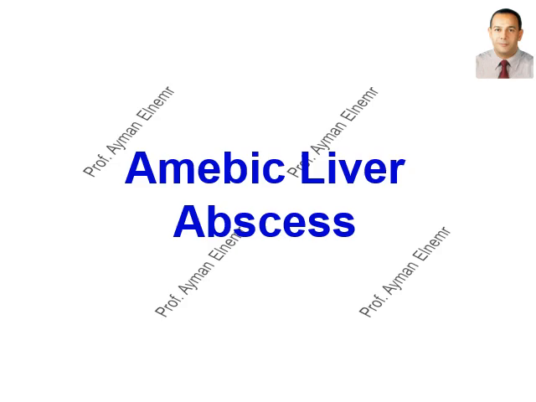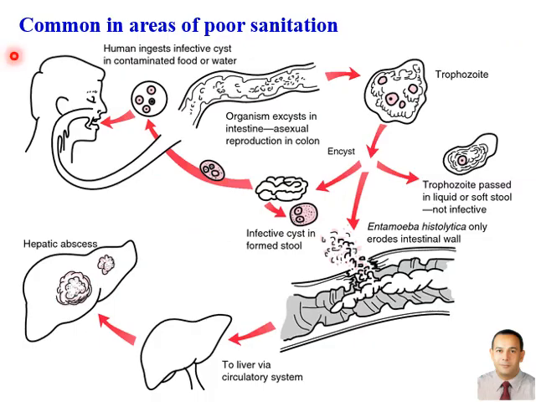Now, the amoebic liver abscess. The disease is common in areas of poor sanitation. The infective stage is the amoebic cyst and is transmitted by the fecal-oral route. When the human ingests the amoebic cyst, in the intestine it releases the trophozoite, the active parasite.